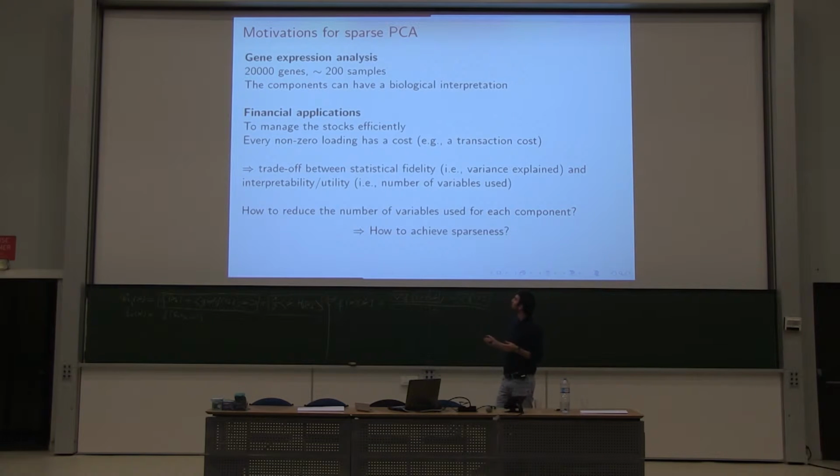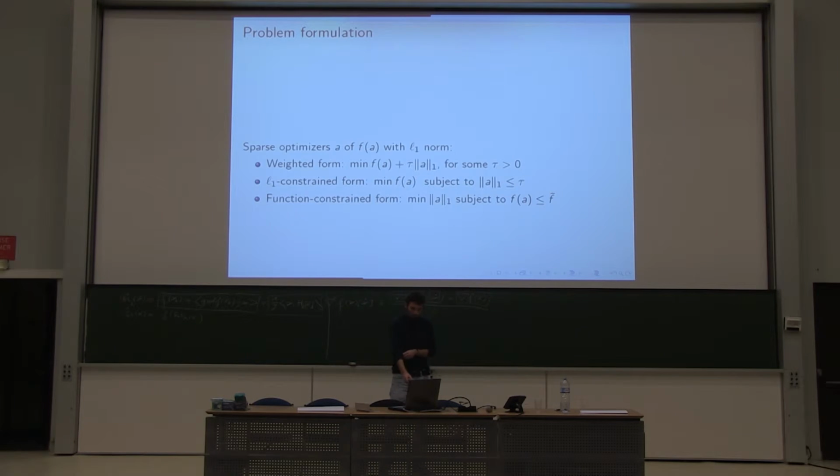So you have to make a trade-off between the statistical fidelity, that is the variance explained, and the interpretability of the components, so the number of variables you should use. In other words, or in mathematical words, you should try to achieve some sparseness. And this is why we try to find a new way for sparse PCA. PCA also has some application in image processing and so on, where the sparsity would be an obvious advantage.